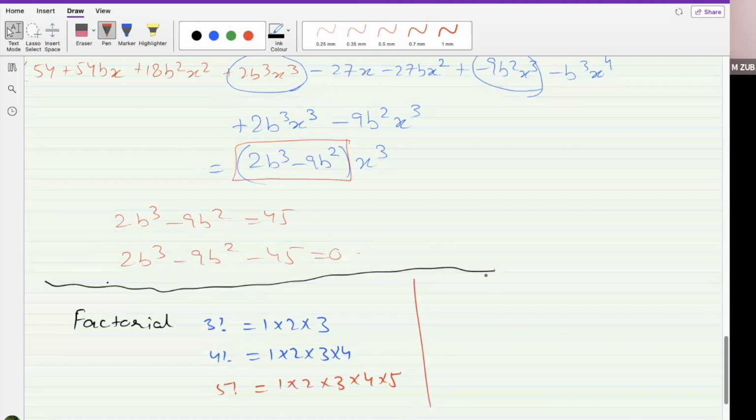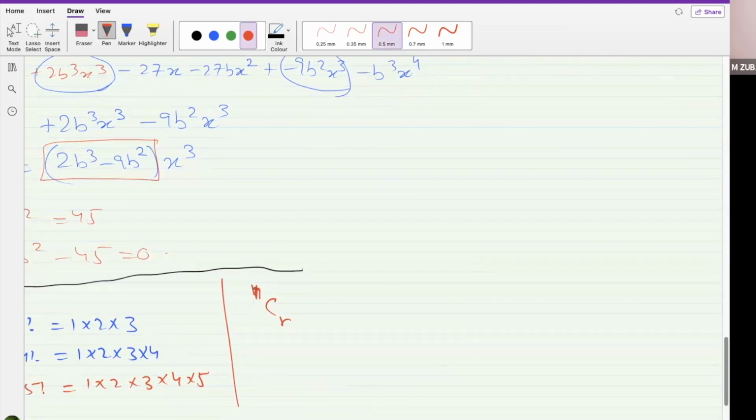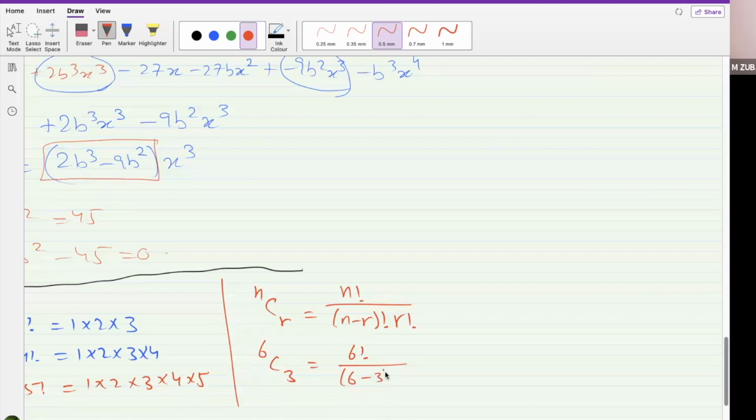One is this. The other is NCR. 99% of the time we'll be working on calculator, but if the question demands that expand without using calculator, that means we have to show the working. This will be n factorial over n minus r factorial r factorial. For example, if you are given 6C3, you can write 6 factorial divided by 6 minus 3 factorial times 3 factorial.